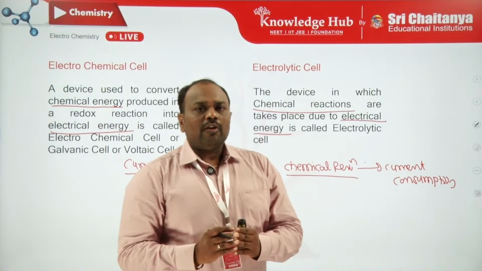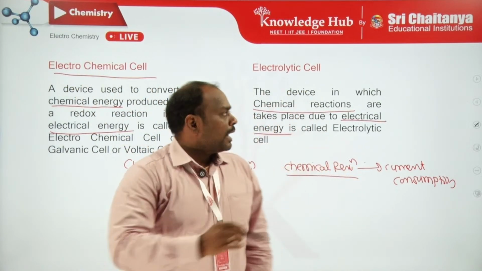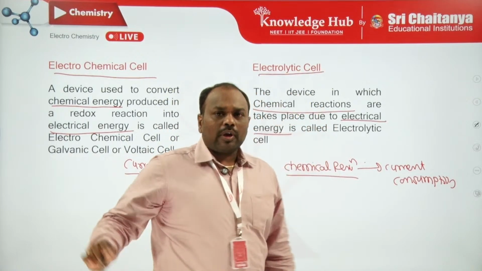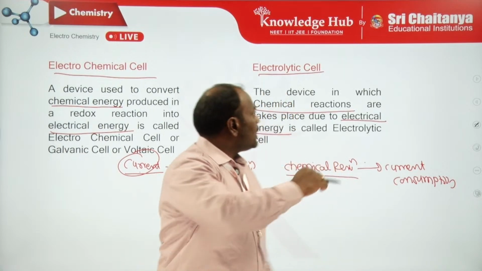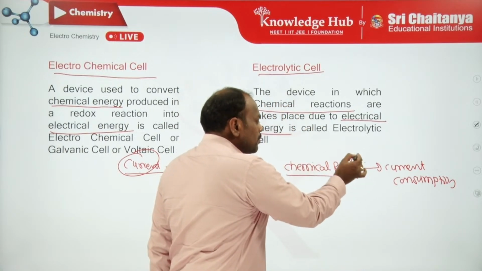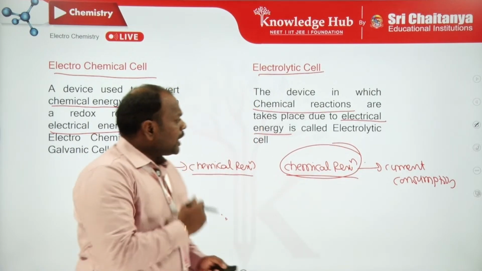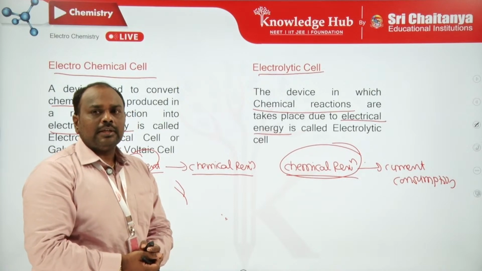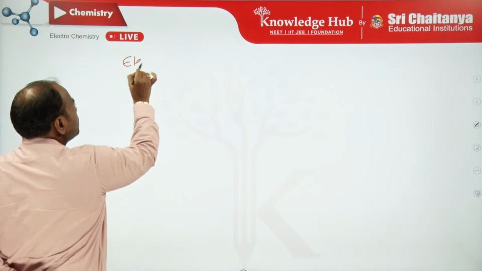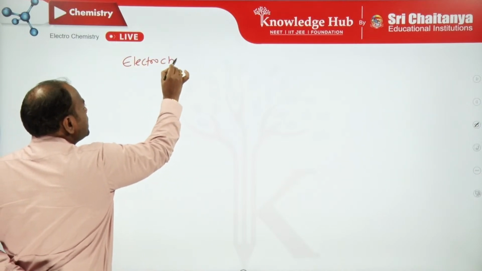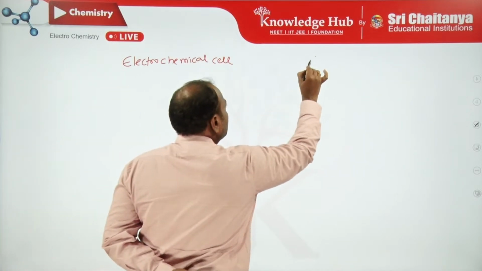That means we have two types of cells: the electrochemical cell and the electrolytic cell. In the electrochemical cell, current is produced due to chemical reaction. The electrolytic cell is where chemical reaction takes place due to current consumption. Now, what are the differences between these two cells? See, the differences are, first of all, electrochemical cell, and here, electrolytic cell.